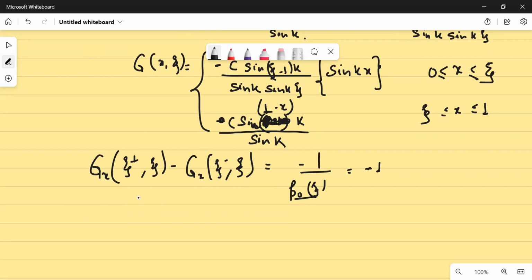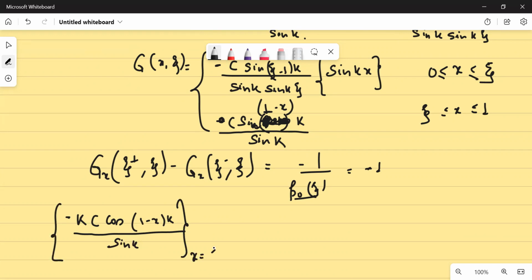Okay. So even if I differentiate it, I would get cos of 1 minus kx, and the derivative of 1 minus kx would be, I think, minus k. So I'll write minus k here. And there would be a sine k, obviously. And I can write here, your x should be equal to zeta plus. Then minus the derivative to the left of this. So to the left of this, all of these are constants, so forget about it.